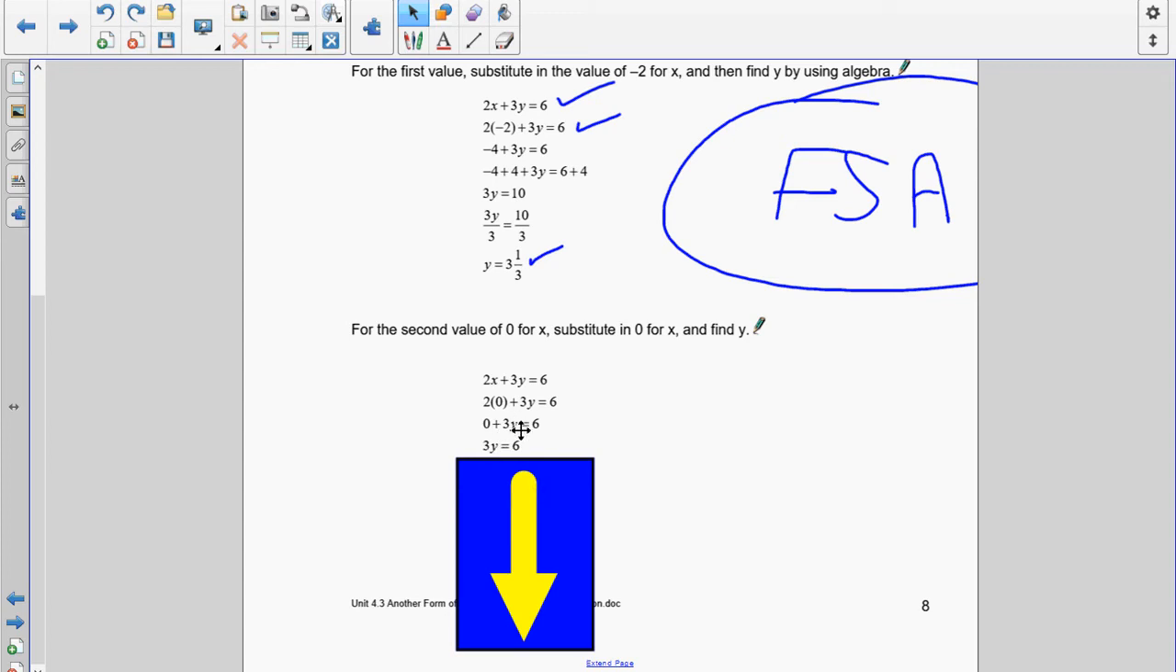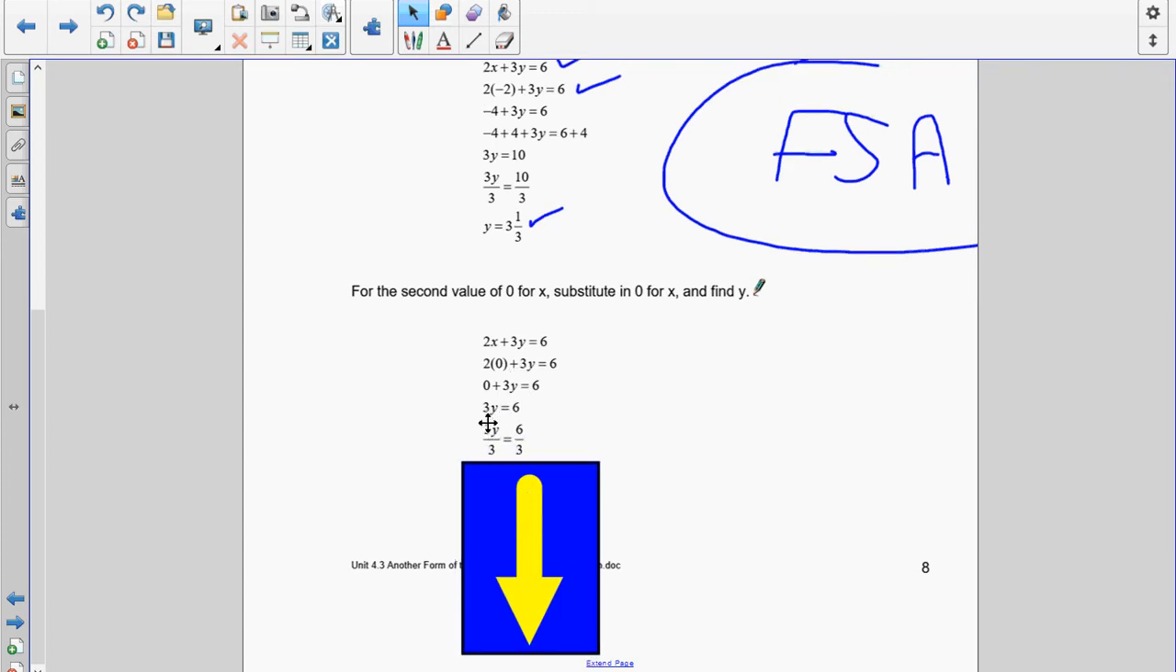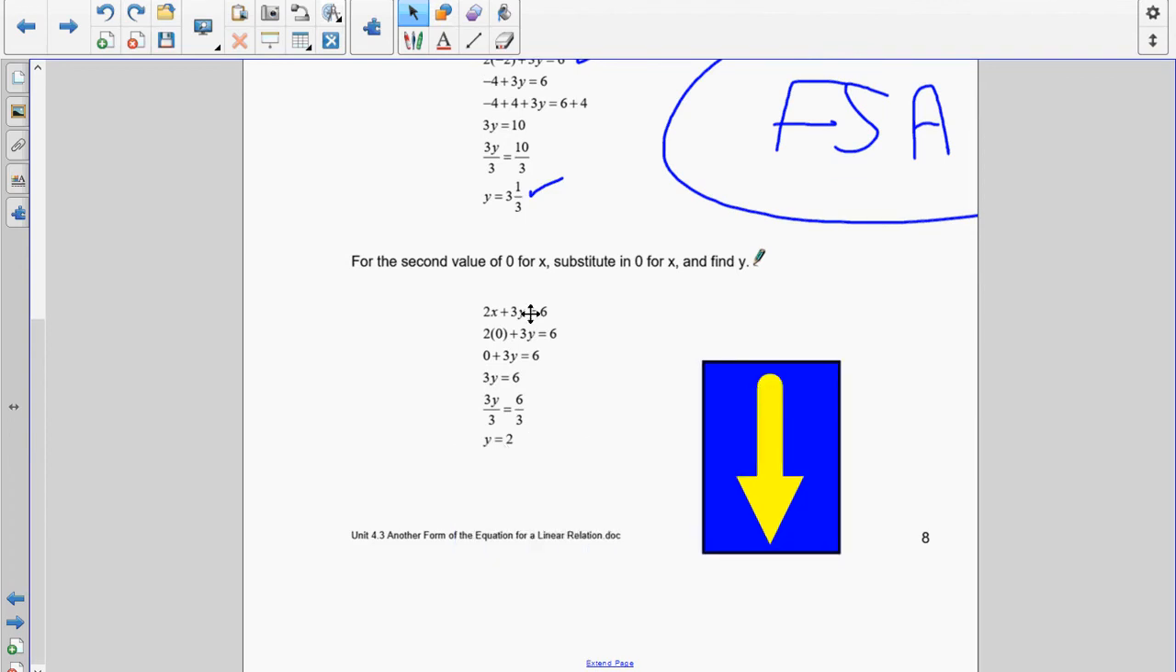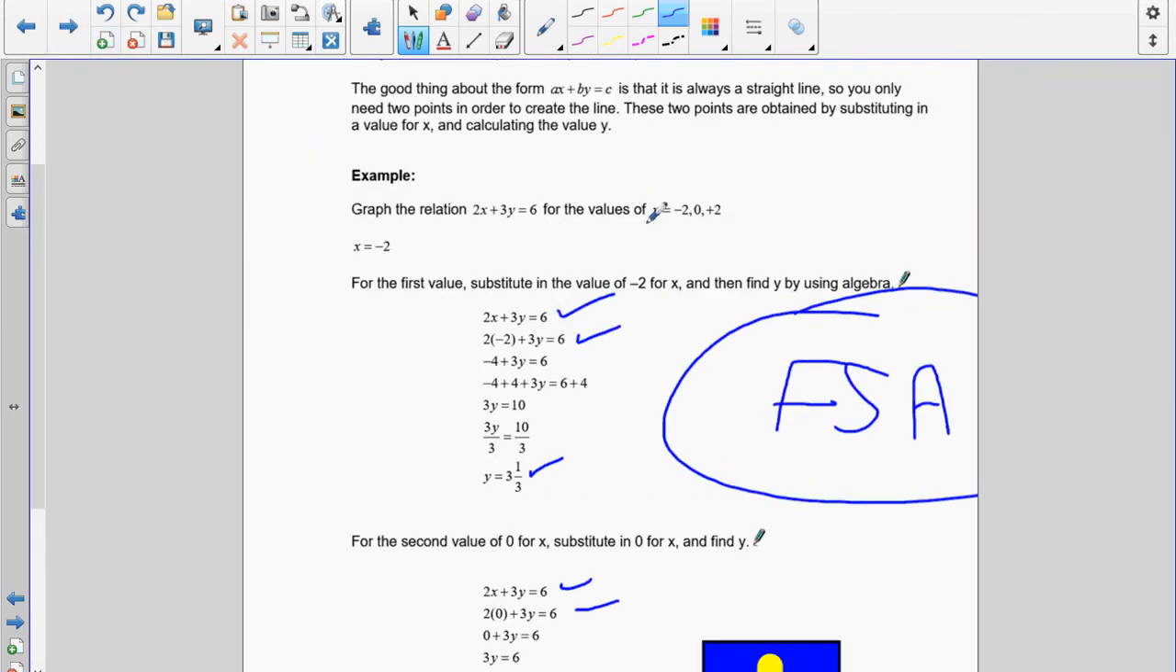Now divide both sides by 3. 3 divided by 3 is 1. That leaves you with just y on the left. And 6 divided by 3 is 2. So there is your equation set up for your algebra for the second one. Now remember, formula, substitution, answer. 3 marks. Now, the last piece, if you look up here, it said I wanted you to do it for negative 2, 0, and 2.